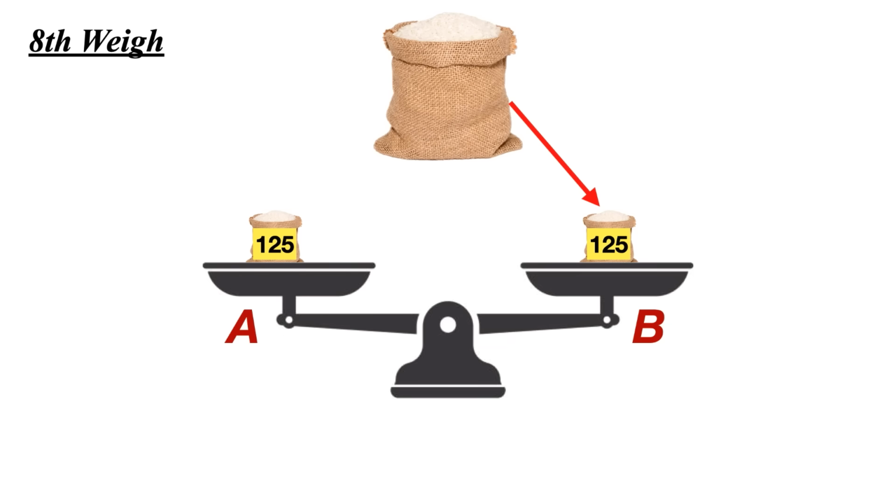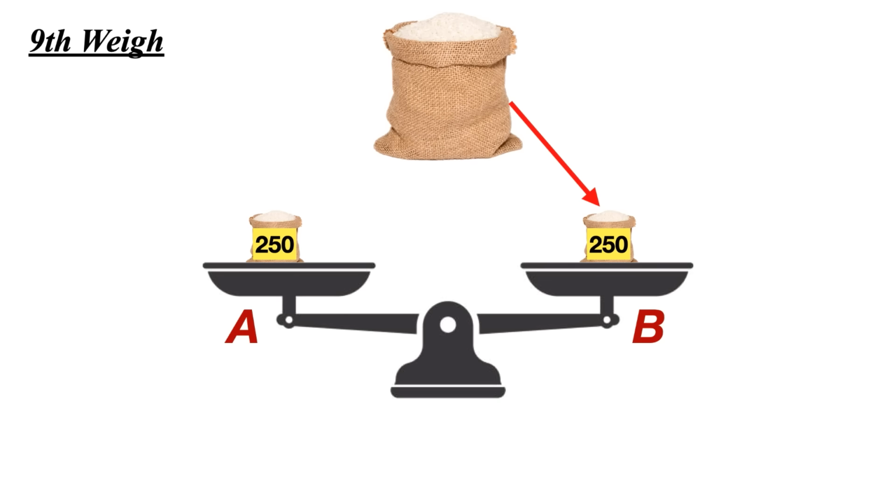So in the 8th weigh, put 125 gram rice in pan A versus 125 gram rice in pan B. The total obtained rice will be 250 grams. From this step, we need not use the 1 gram weight. So here the 125 gram rice obtained in the 8th weigh is combined with the 125 gram rice existing in pan A for the next weigh.